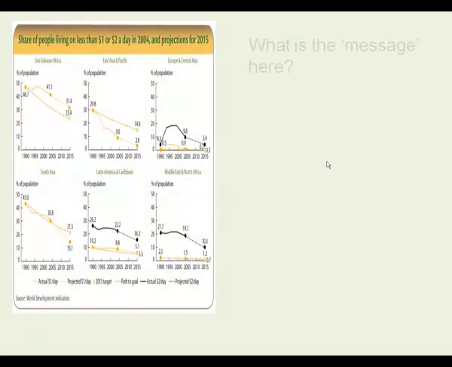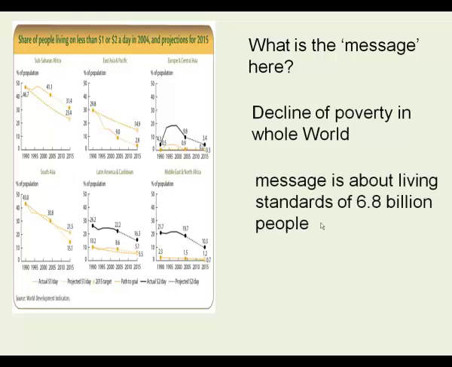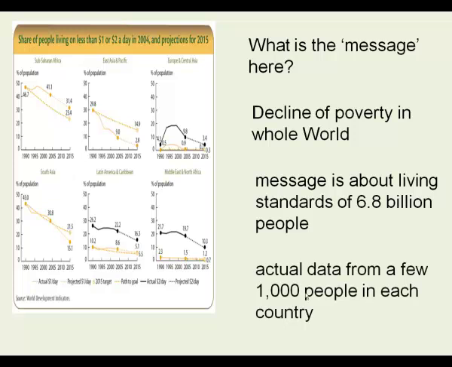Now, if we ask what the message is, well, the message is about progress towards the goals. Decline of poverty in the whole world. It's about the living standards of the whole world. These are all the regions in the world. 6.8 billion people. You should have wrote this a year ago. It's now 7 billion people. Where's the data from? They didn't ask me. No, they asked, again, a few thousand people in each country. So maybe a couple of 100,000 people total. And you've got a message about living standards of 6.8 billion people.